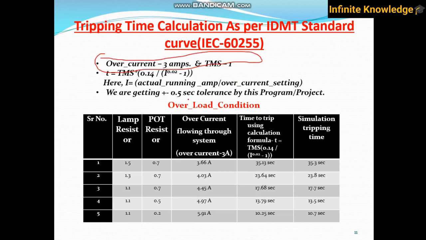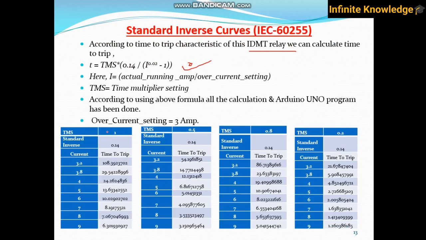We have considered 3 because for this setting we have calculated all the curves for all the different TMS, time multiplier settings: 1, 0.8, 0.5. Whenever your current is greater than 3, the relay takes 108 seconds to trip. As your current value increases, your time to trip decreases. The time taken by the Arduino to trip the relay decreases.